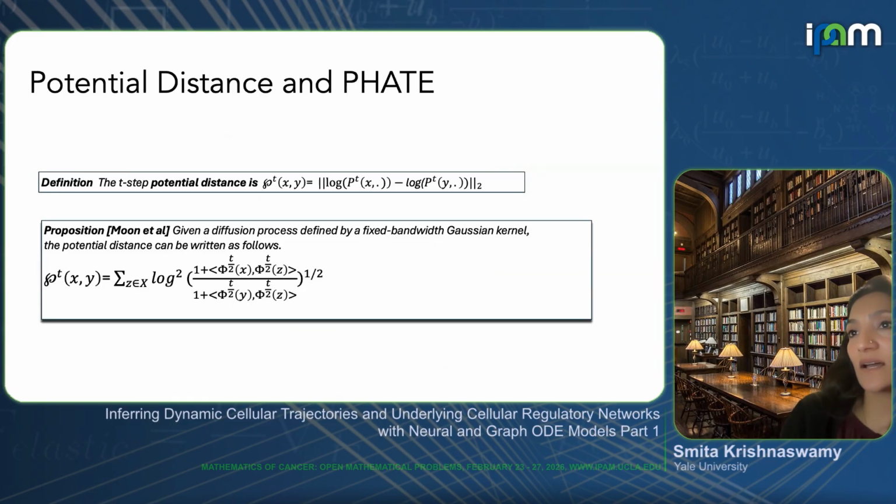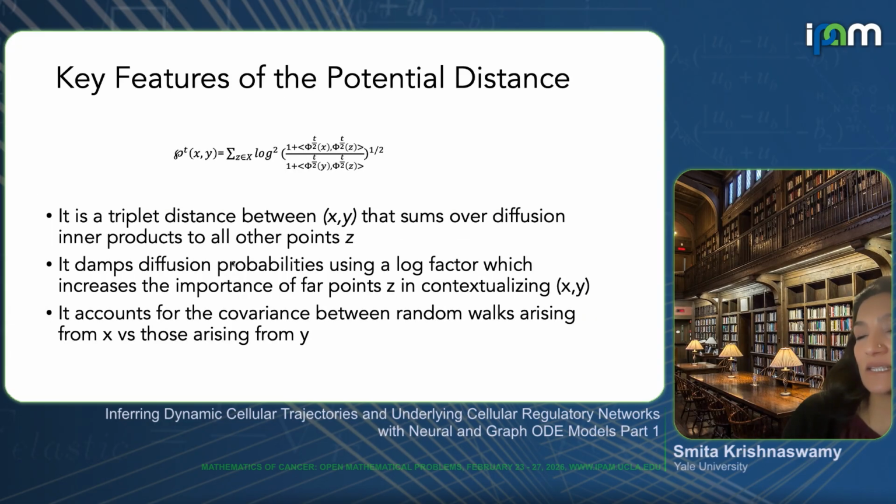We showed that if you look at the original diffusion map, which are eigenvectors of that same Markovian random walk operator, then you get inner products between these diffusion components. What we actually see is that a key feature of our potential distance is that it's a triplet distance.